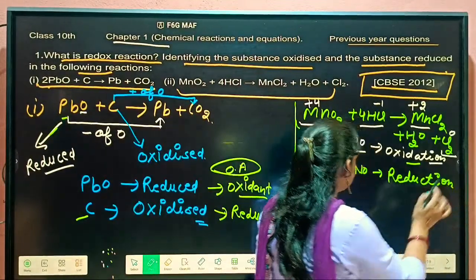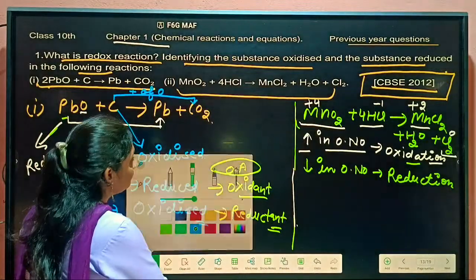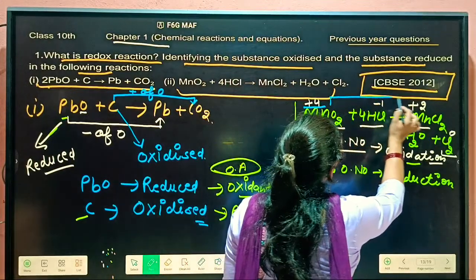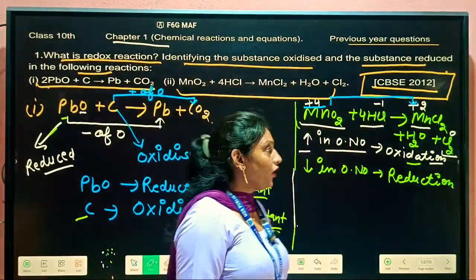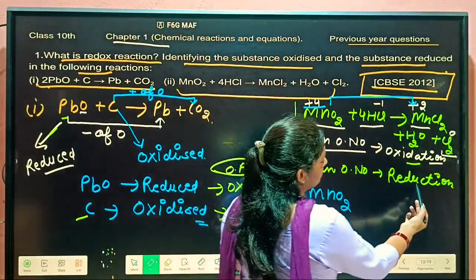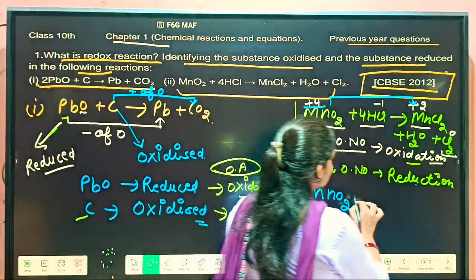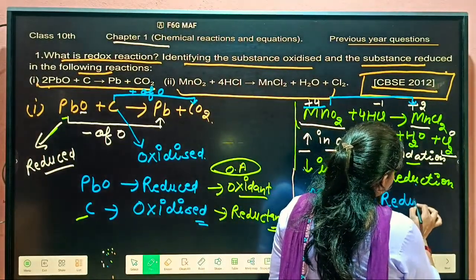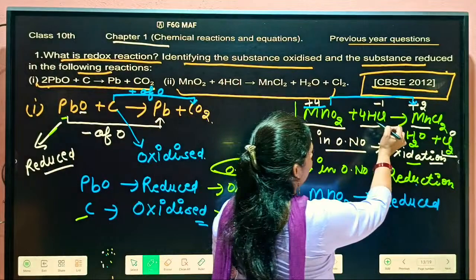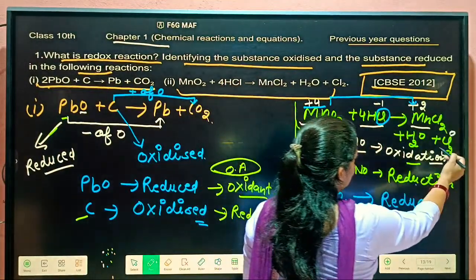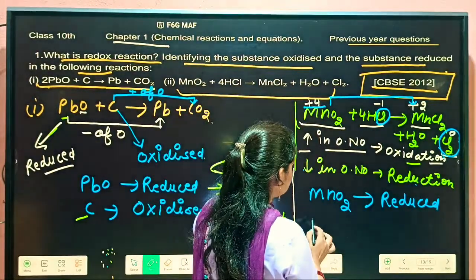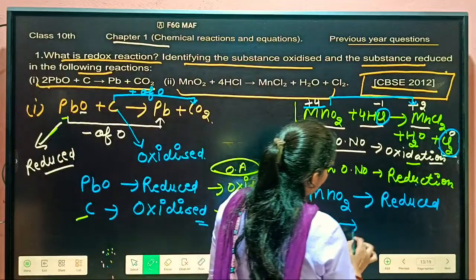So students, you can see here the charge of manganese in MnO2 is decreasing from 4 to 2. Okay, means MnO2 charge is decreasing. If charge is decreasing, then it is known as reduction. Means students, it is reduced. Okay, and here in HCl, chlorine is converting from -1 to 0. -1 to 0 means charge is increasing. If charge is increasing, students, means it is oxidized.